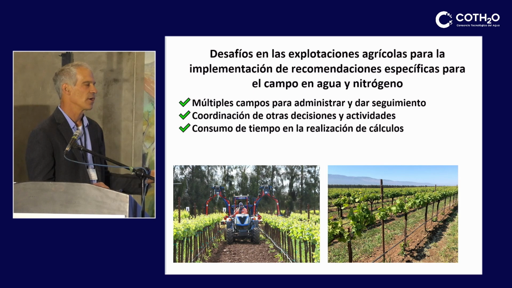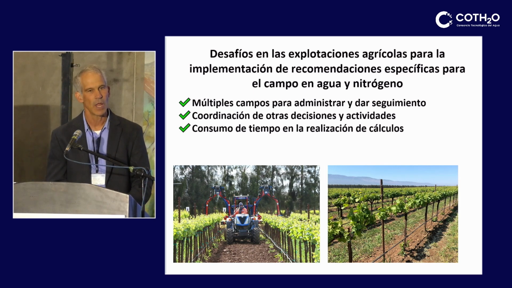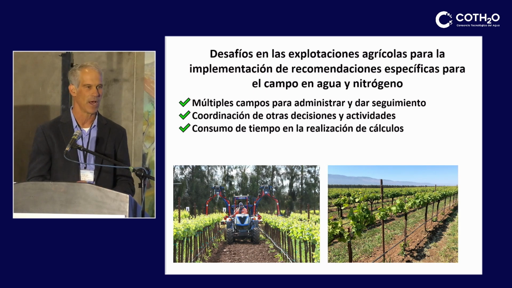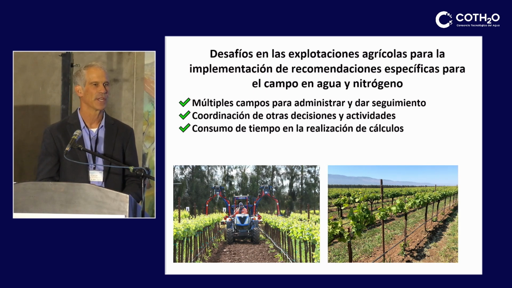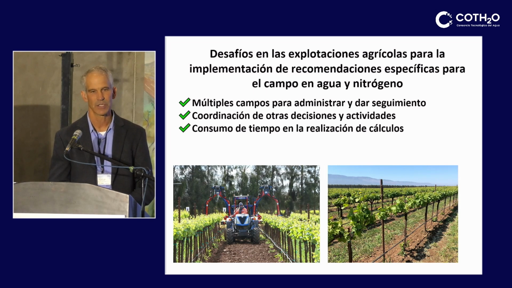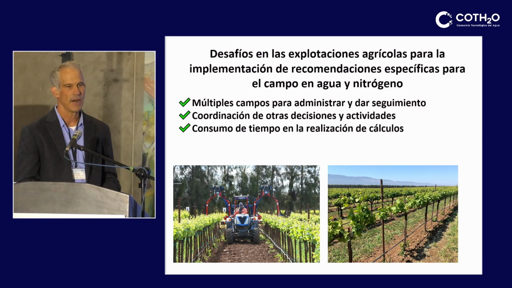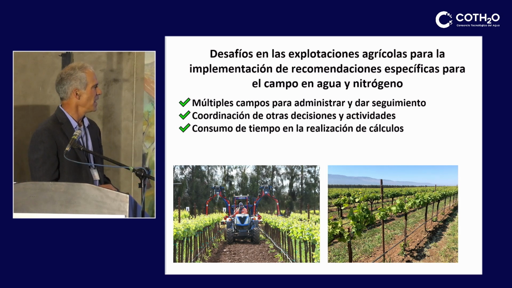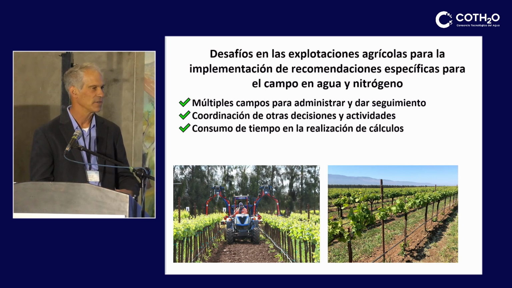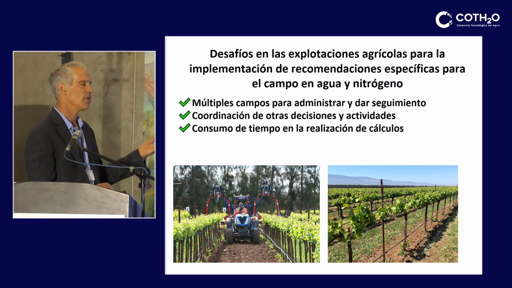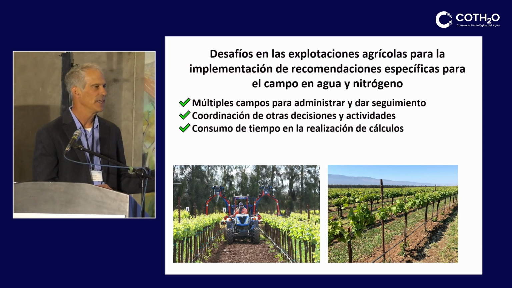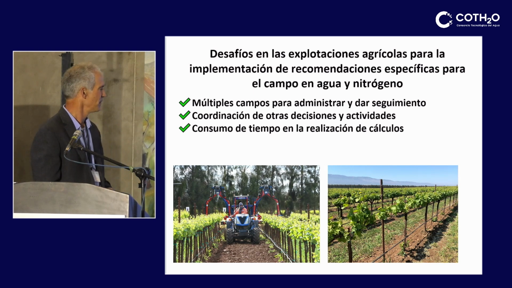So another complication is a lot of growers, or the farm managers, are managing a lot of different irrigation blocks. And so they have a lot of other activities to do. They also have to coordinate a lot of their irrigations with other activities like spraying, cultivation, and doing all these calculations on crop ET is time consuming, and they don't have time to do it. So that was the rationale: why don't we just let a computer do this, right?